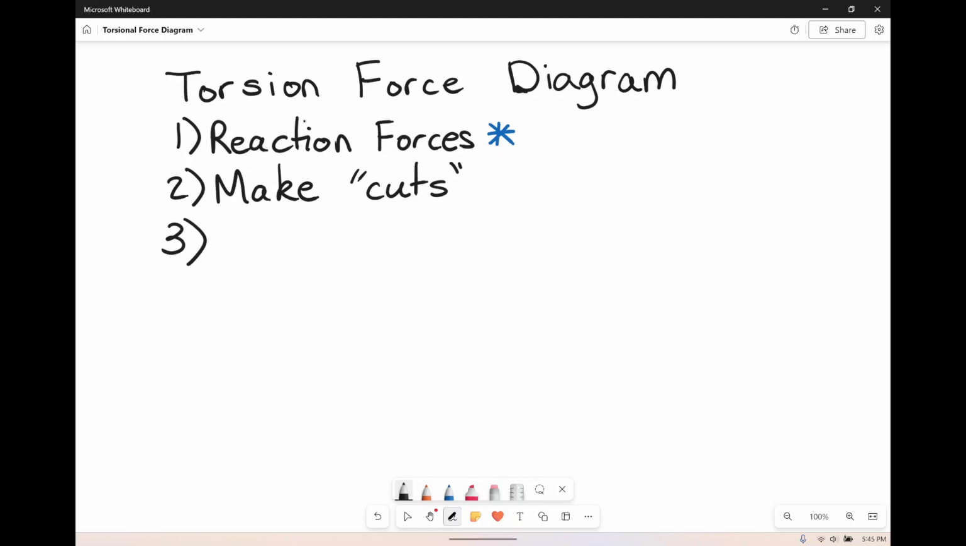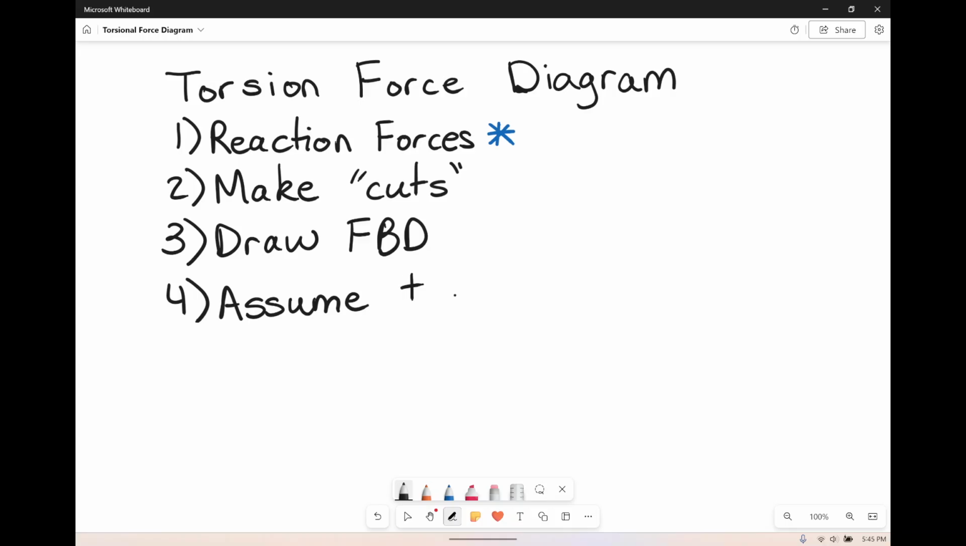Step number three, we're going to do your favorite. We're going to draw some free body diagrams. Hope you love those. Again, it's including everything to one side of the cut. Left, right, up, down, doesn't really matter. You're going to pick the whole one half of the cut and draw the free body diagram for it. Step number four, we have to assume positive internal torsion. Yes, that's the fun part, positive internal torsion.